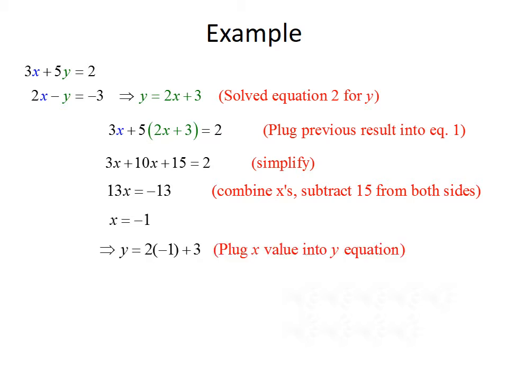Now that we know that x is equal to negative 1, we can take that value and plug it into our previous equation to find the value for y. So if y was equal to 2x plus 3, that means y will equal 2 times negative 1 plus 3, which simplifies to be negative 2 plus 3, which is just equal to 1. So the solution to this system of equations will be the point negative 1, 1.